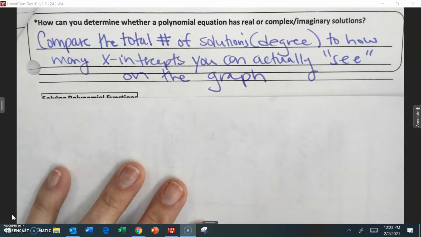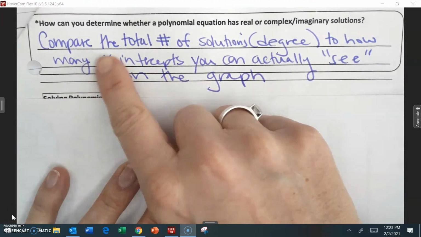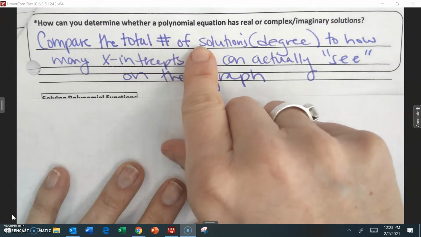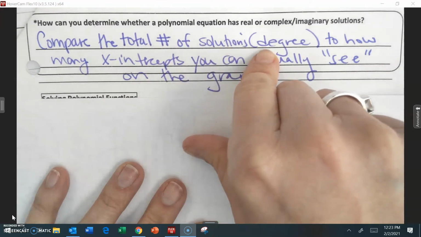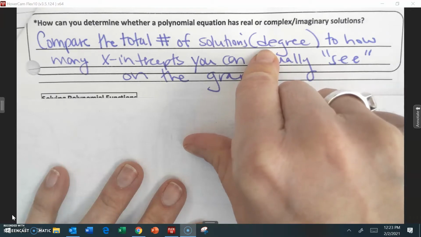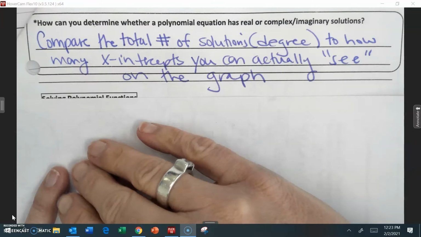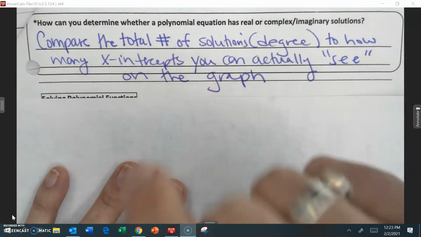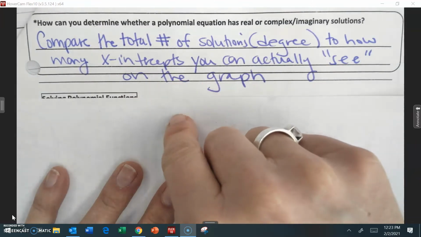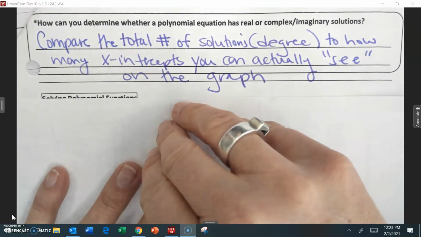All right, if it got cut off, basically, we're going to compare the total number of solutions, which always matches your degree. So degree 3 has 3 solutions. A degree 9 polynomial would have 9 solutions. And in order to see if they're real or imaginary, you're going to want to graph it. And if you can actually see where it's crossing the x-axis, those are your real solutions.